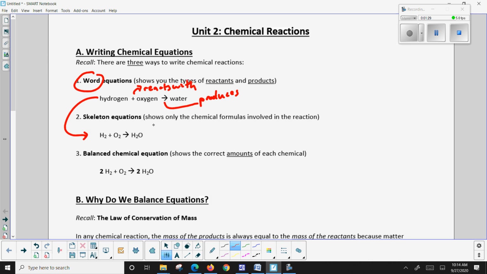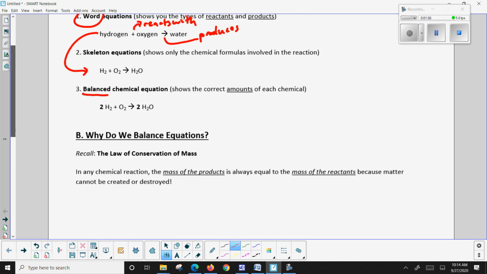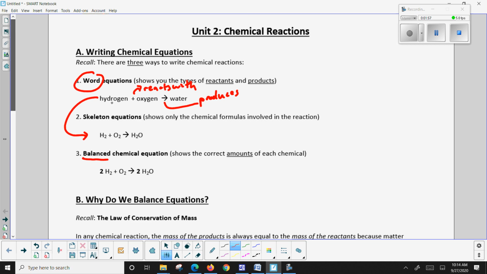So what you want to do is you want to have a balanced chemical equation. This gives you the correct amounts of each compound or element. So here we're going to have 2 hydrogen molecules combining with 1 oxygen molecule to produce 2 water molecules. So this is really important, and this is what we want to strive for, is to have a balanced chemical equation. And why do we balance? Remember from grade 10, it's the law of conservation of mass. Whatever atoms you have at the beginning, you have to have the same number of atoms at the end. They're just rearranged in terms of what molecules they're in.